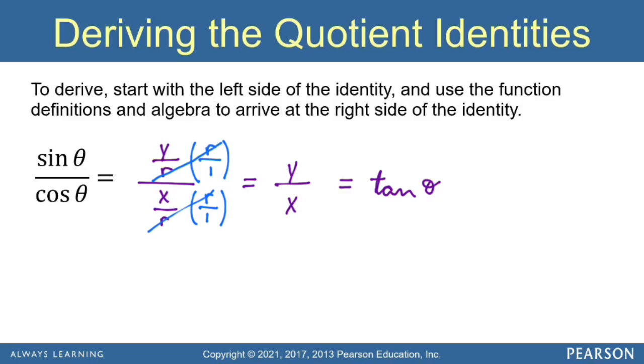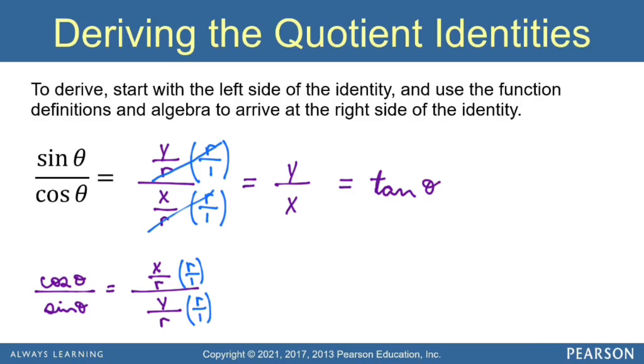Let's do the same thing for the other quotient identity. If we start with cosine of theta over sine of theta, and we trade cosine of theta for its definition, and then in the bottom we trade sine of theta for its definition, and then multiply top and bottom by r over 1, again the r's divide out, and this time it leaves us with x over y, and we know that x over y is the definition of cotangent.